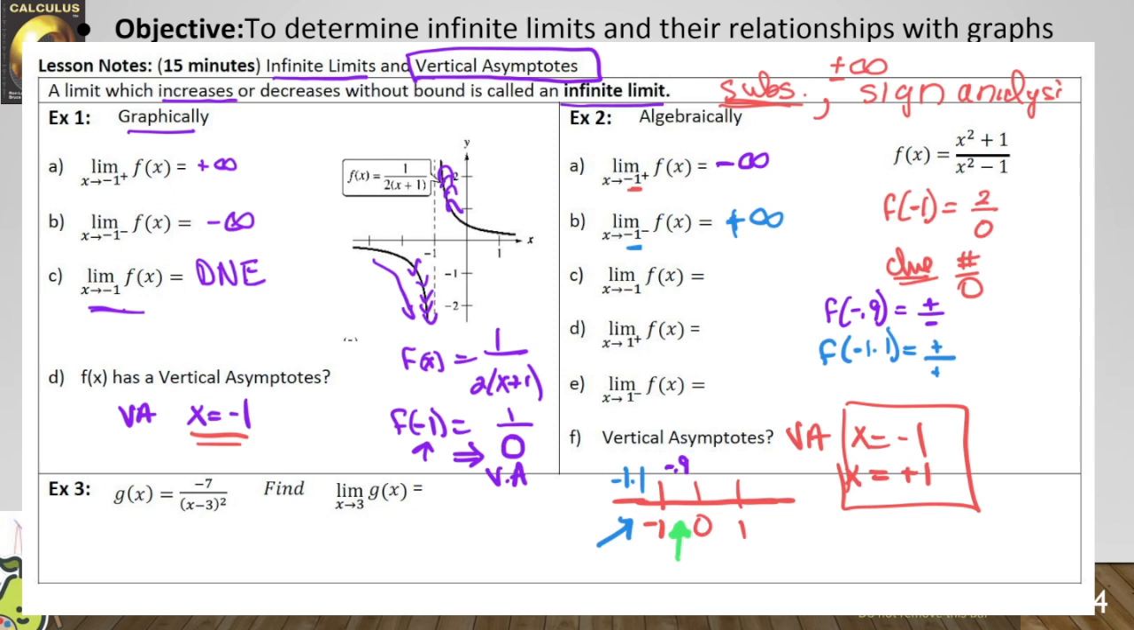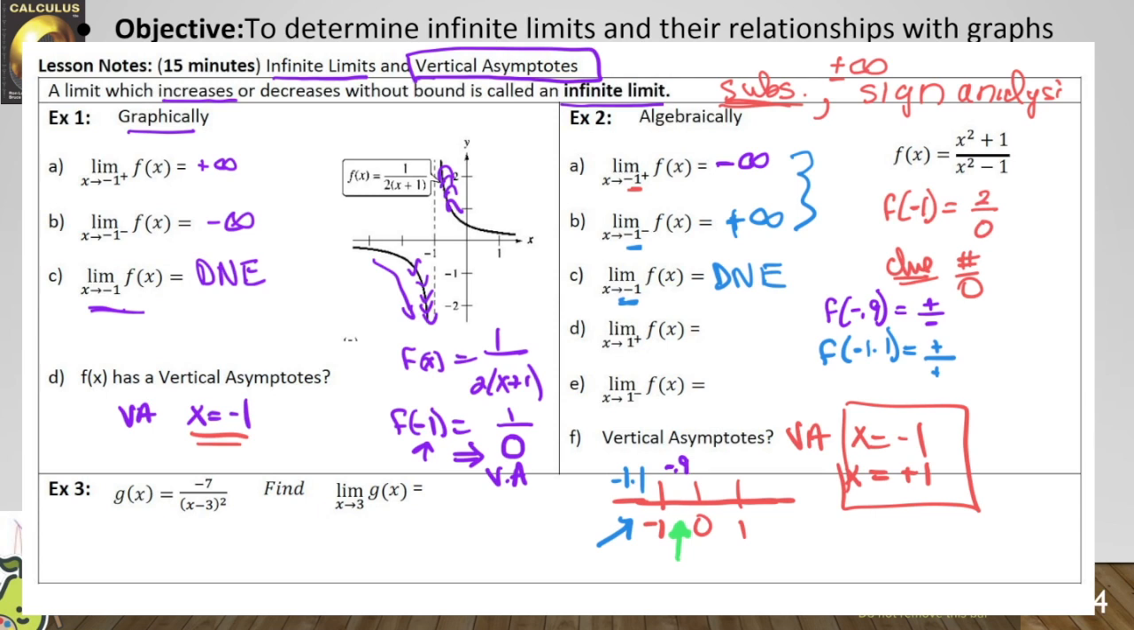Now, as you look at x approaches negative 1, you notice that the answers are different on either side, so this limit does not exist. So on one side of the asymptote, you're heading upward, the other side, the function is heading downward.